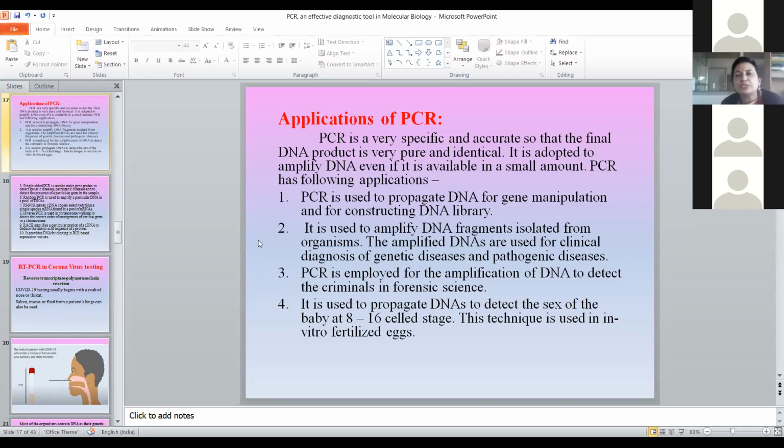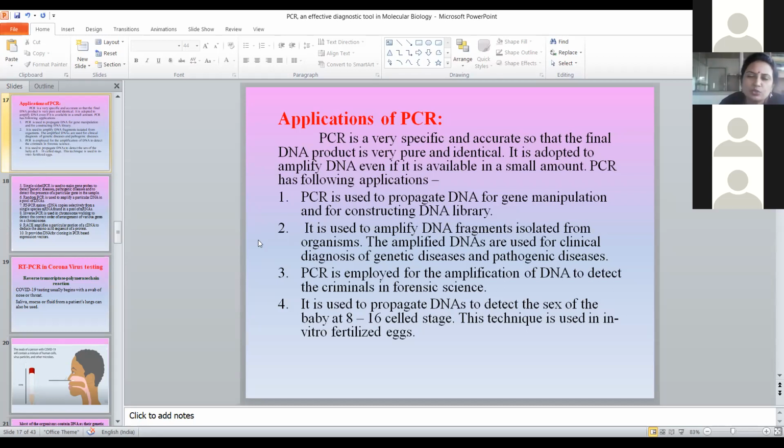That's why we use PCR first to amplify the DNA obtained from the crime site, and then we proceed for other tests. Again, where there are paternal disputes, we go for DNA fingerprinting. Whenever there is any paternal dispute, whether the baby belongs to which father or which mother, we have to go for DNA fingerprinting. In that case also, we need to amplify the DNA first.